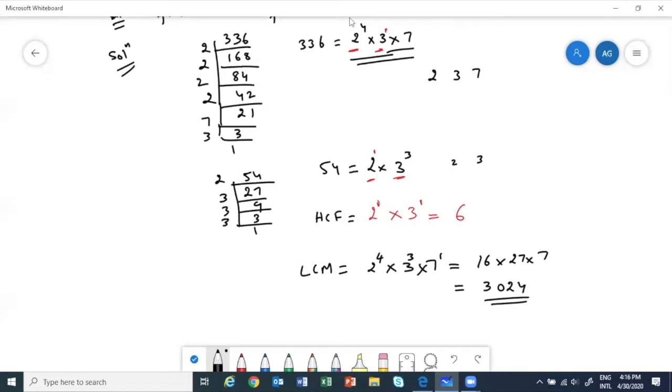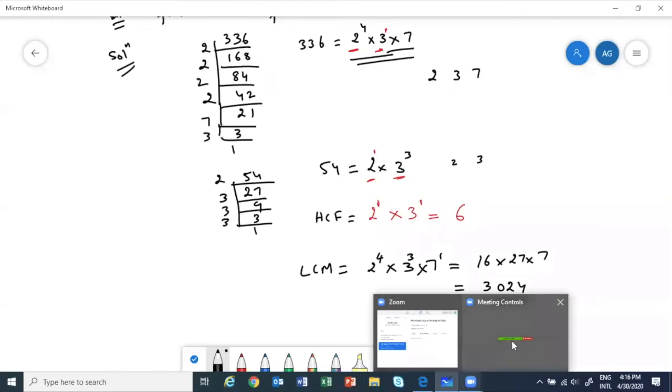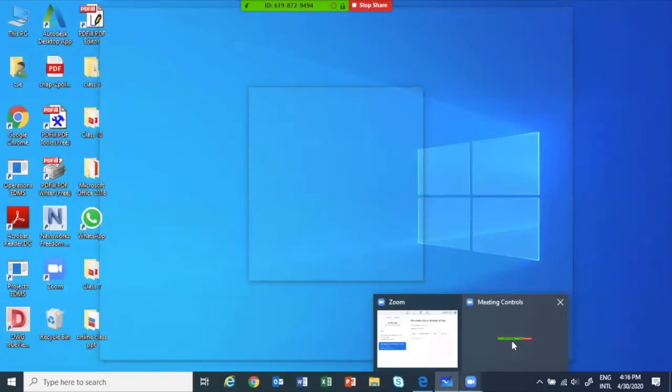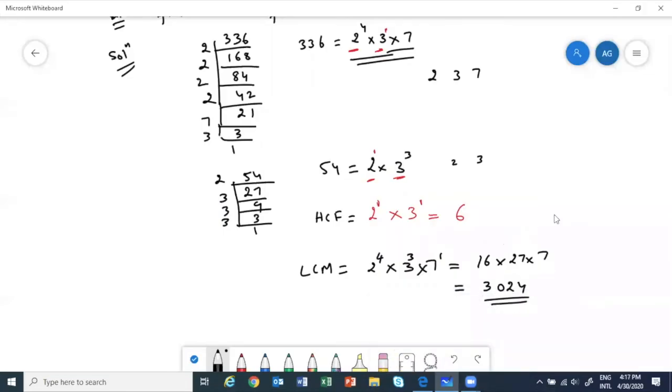Now does anybody have a doubt? If you have, tell me. Okay, Slate, the doubt is clear. So for HCF, you see the common factors. There were two common factors, 2 and 3. Then see the lowest power. For LCM, you consider all of them and take the highest power.